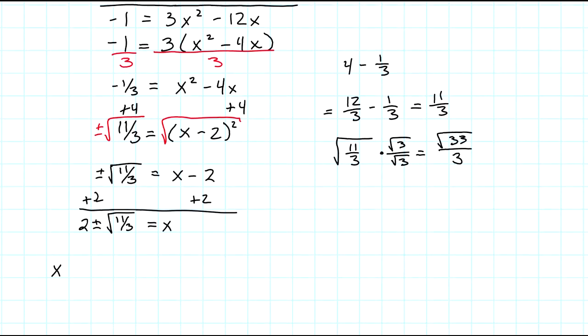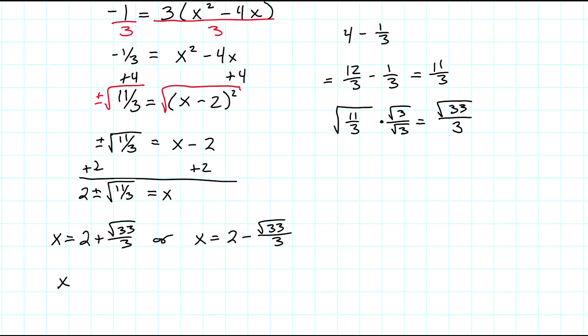So we have x equals either 2 plus the square root of 33 over 3, or x equals 2 minus the square root of 33 over 3. So our x-intercepts are the points 2 plus the square root of 33 over 3, 0, and 2 minus the square root of 33 over 3, 0.